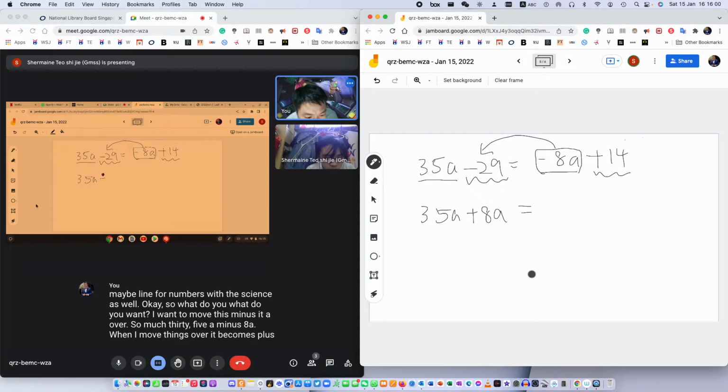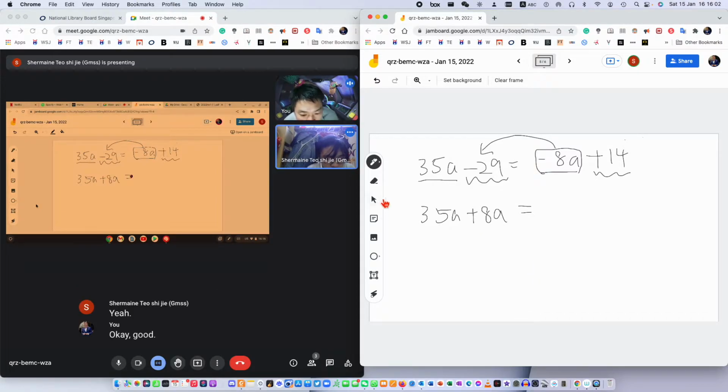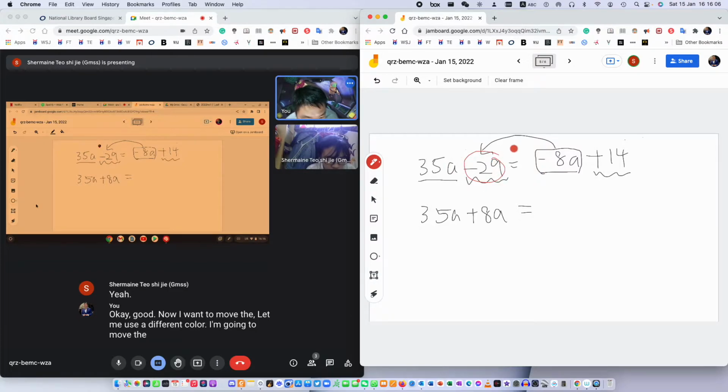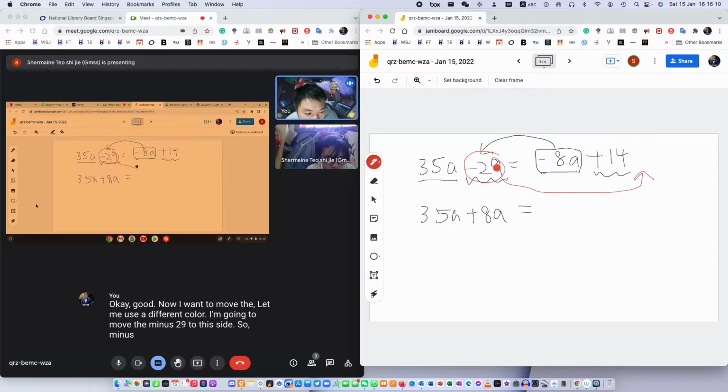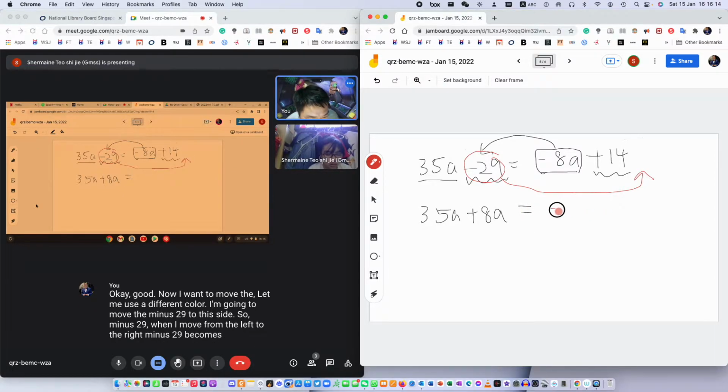Are you clear? Okay, good. Now I want to move the minus 29 to this side. So minus 29, when I move from the left to the right, becomes plus 29. Are you clear?